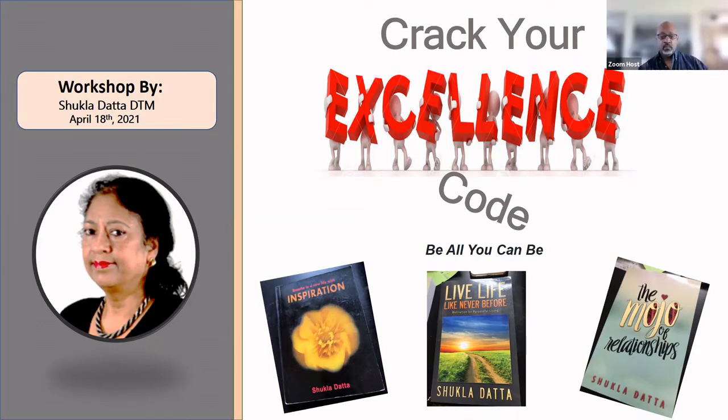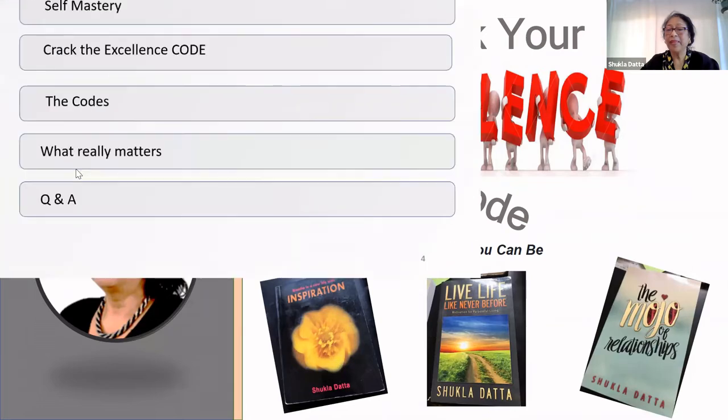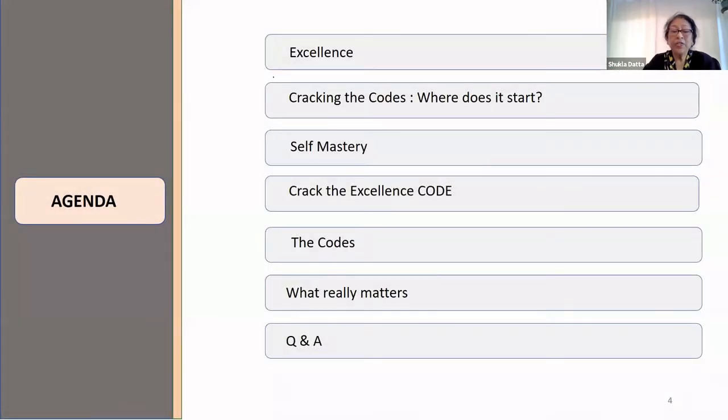Now you might be asking why I am telling you this story. Before I answer this question, let us visit the agenda. So this is our roadmap for this morning. We talk about excellence, cracking the codes, where does it start? Self-mastery, then crack the code, the excellence code. What are the codes that we have to crack? And what really matters? It will be followed by a question-answer session.